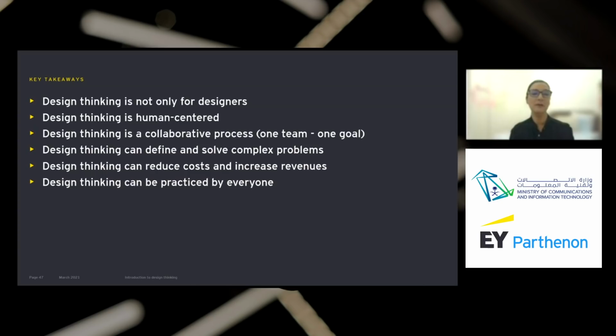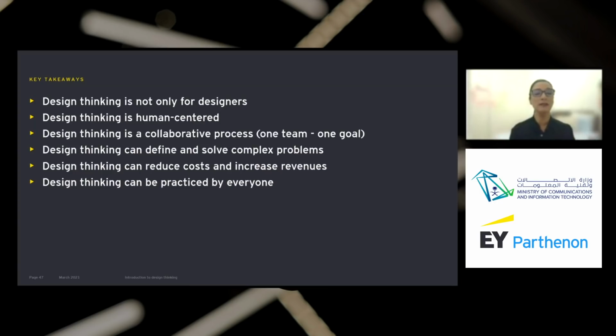Design thinking is very much human-centered. We focus on our users, we focus on their motivations, their needs, and we gather insights to create the best solution we can. This is very much a collaborative process. You saw that we engaged a team of people to come up with ideas. We worked together to come up with the solution.